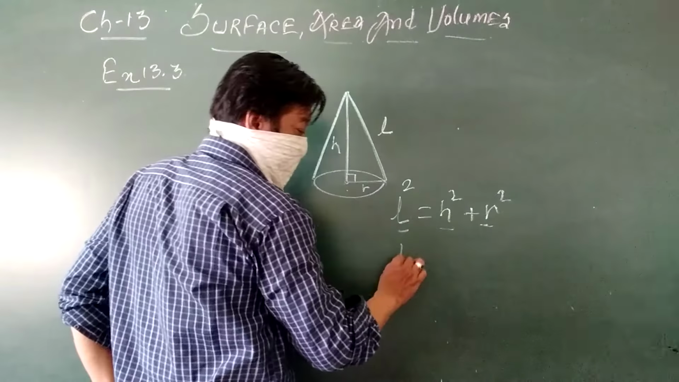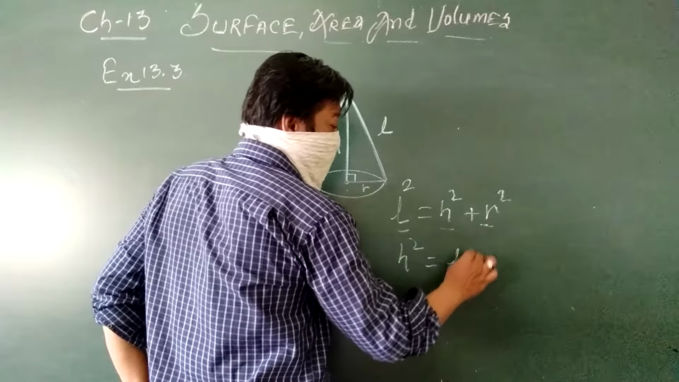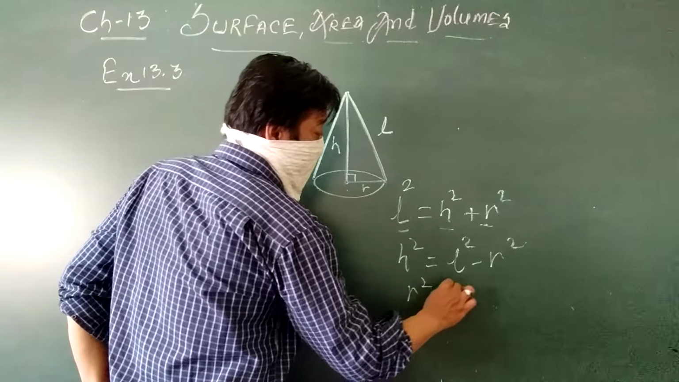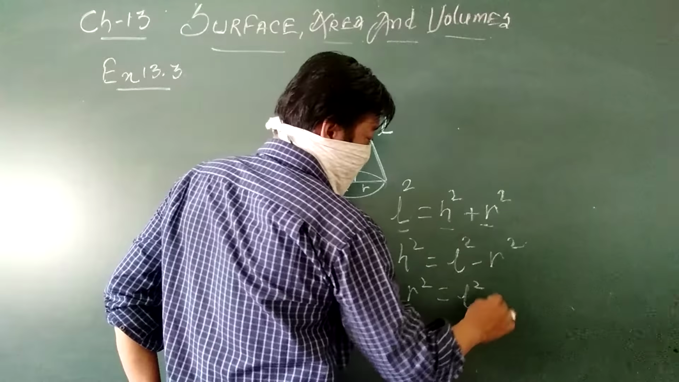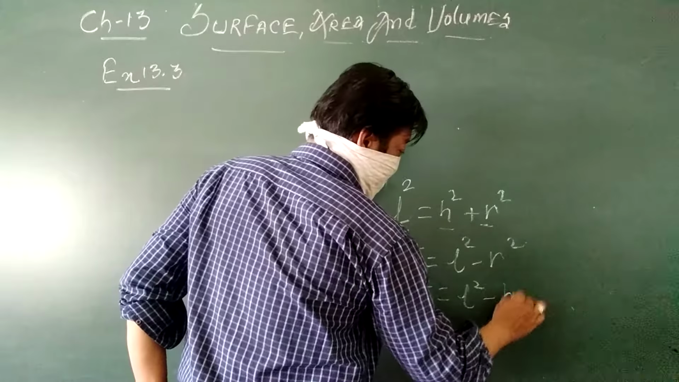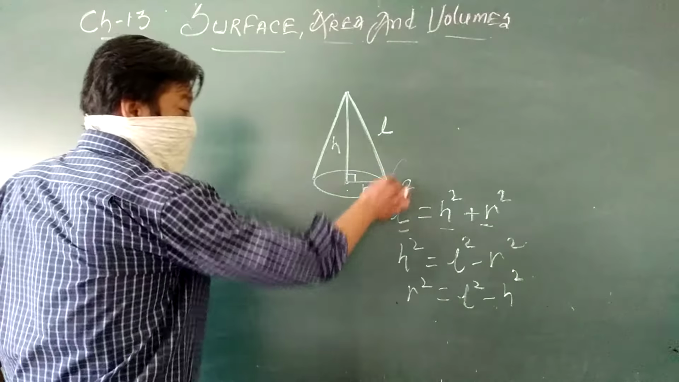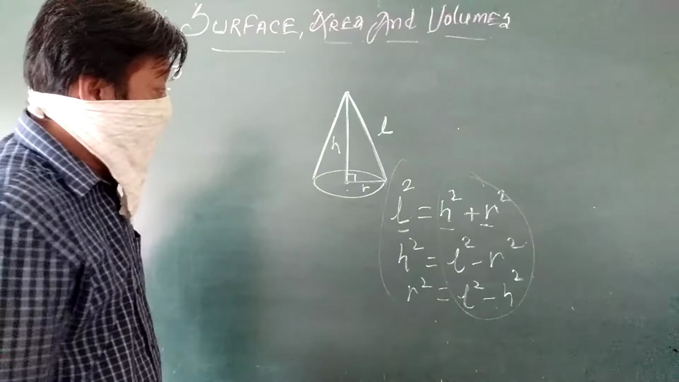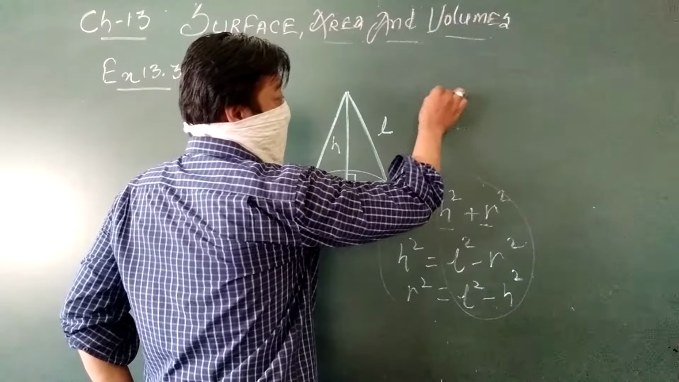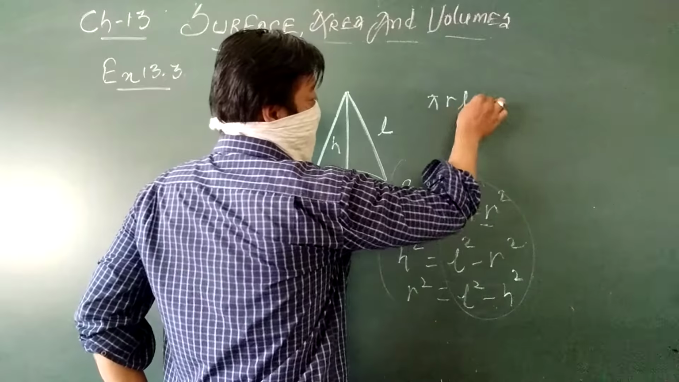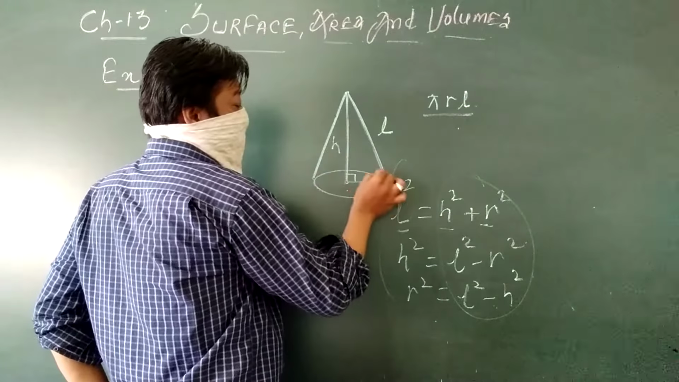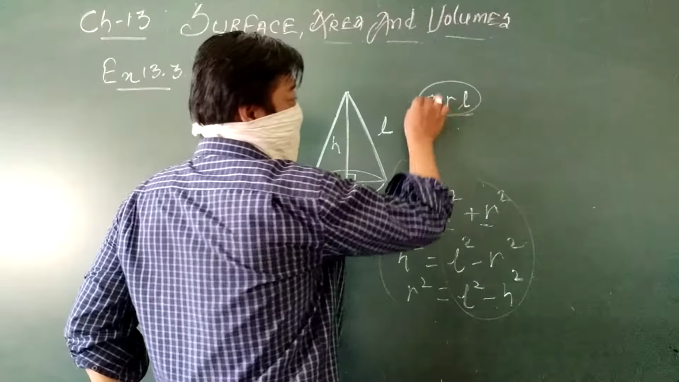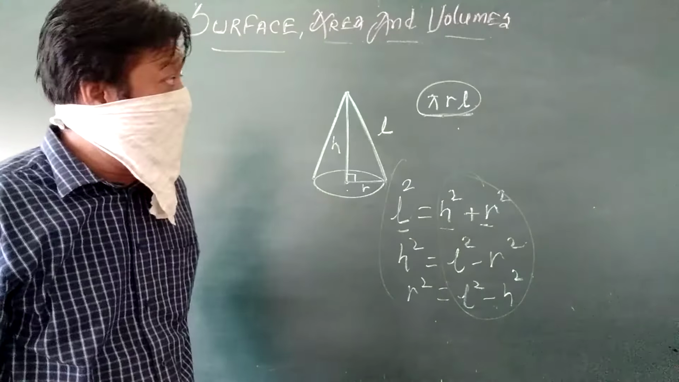Suppose you have to find h square, it becomes L square minus r square, and if you have to find r square, it is L square minus h square. By using this, if any two quantities are given, you can find the third one. Fine. Now the curved surface area of the cone is pi r L. Pi, the radius, and the slant height will give you the CSA, the curved surface area of the cone.